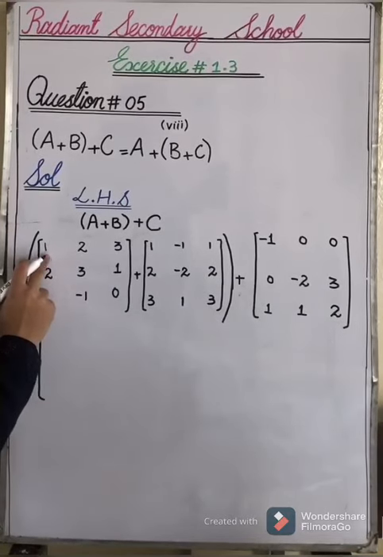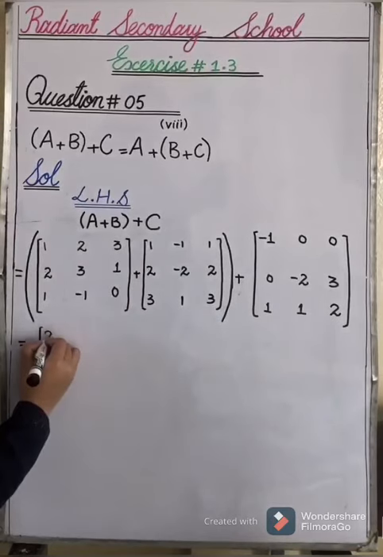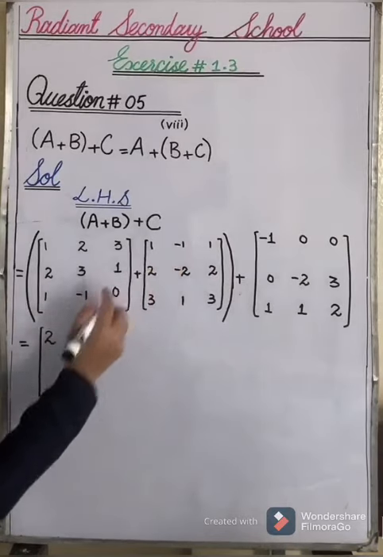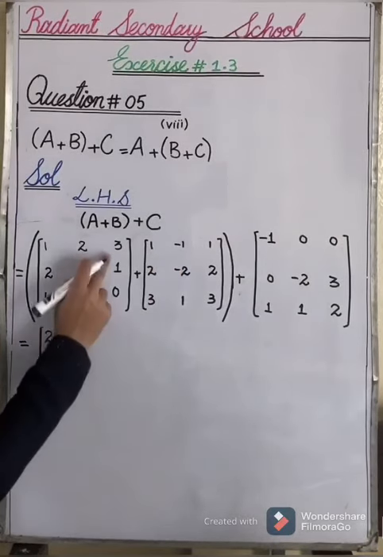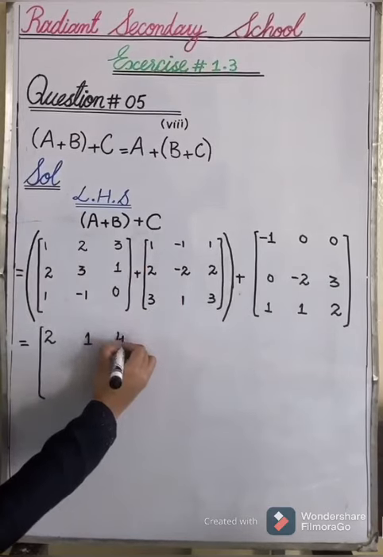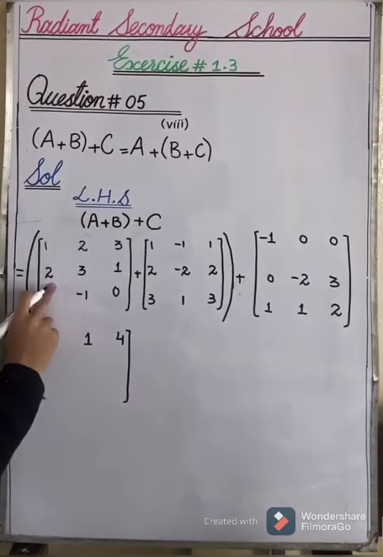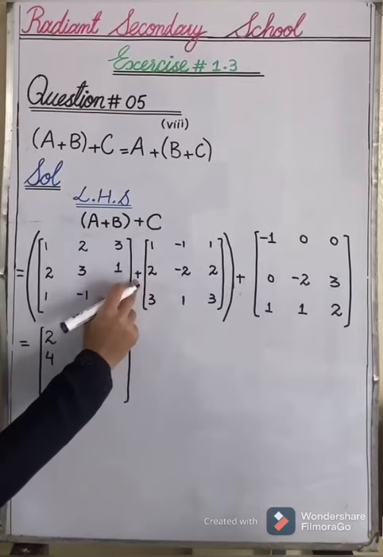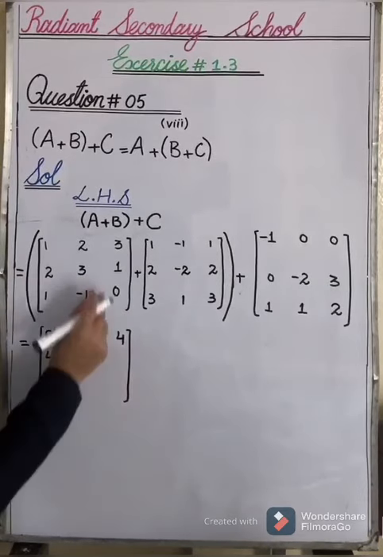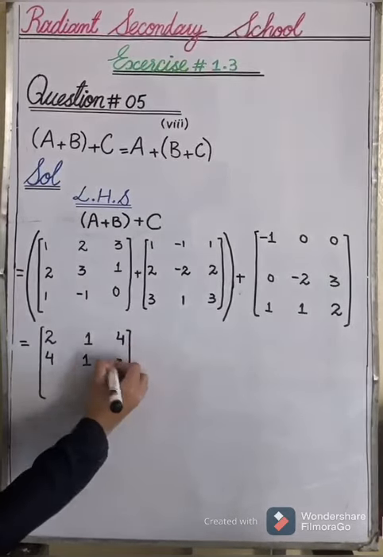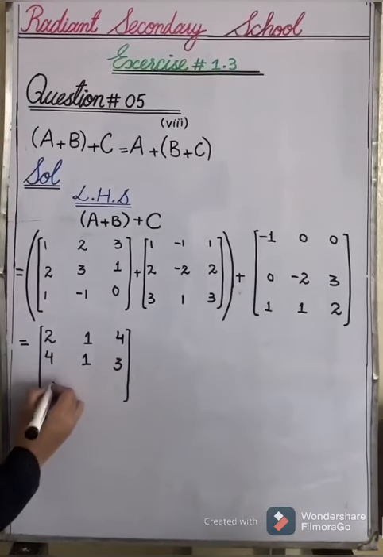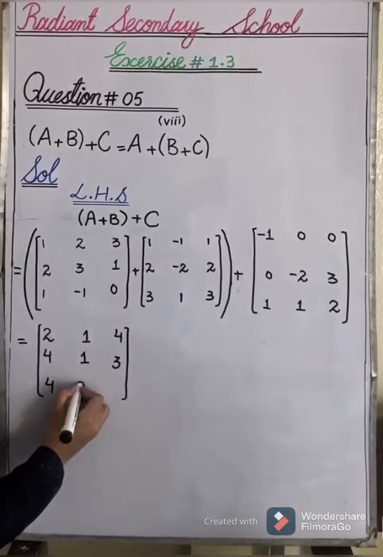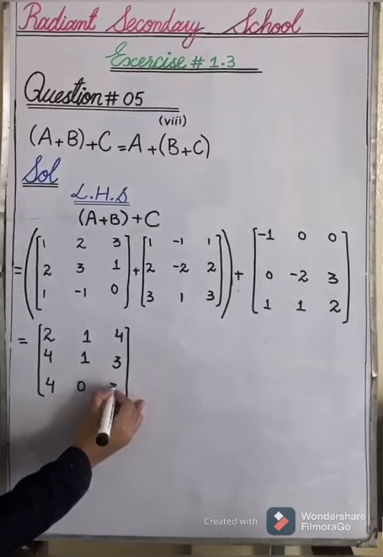And how do we add? We add corresponding entries. 1 plus 1 is equal to 2. 2 plus minus 1, plus minus would be minus, so we will have 2 minus 1 is equal to 1. And here 3 plus 1 is equal to 4. And again 2 plus 2 is equal to 4. 3 plus minus, we will have plus minus minus, 3 minus 2 is equal to 1. And 1 plus 2 is equal to 3. Again, 1 plus 3 is equal to 4. Minus 1 plus 1, we will have 0. And 0 plus 3, we have 3.